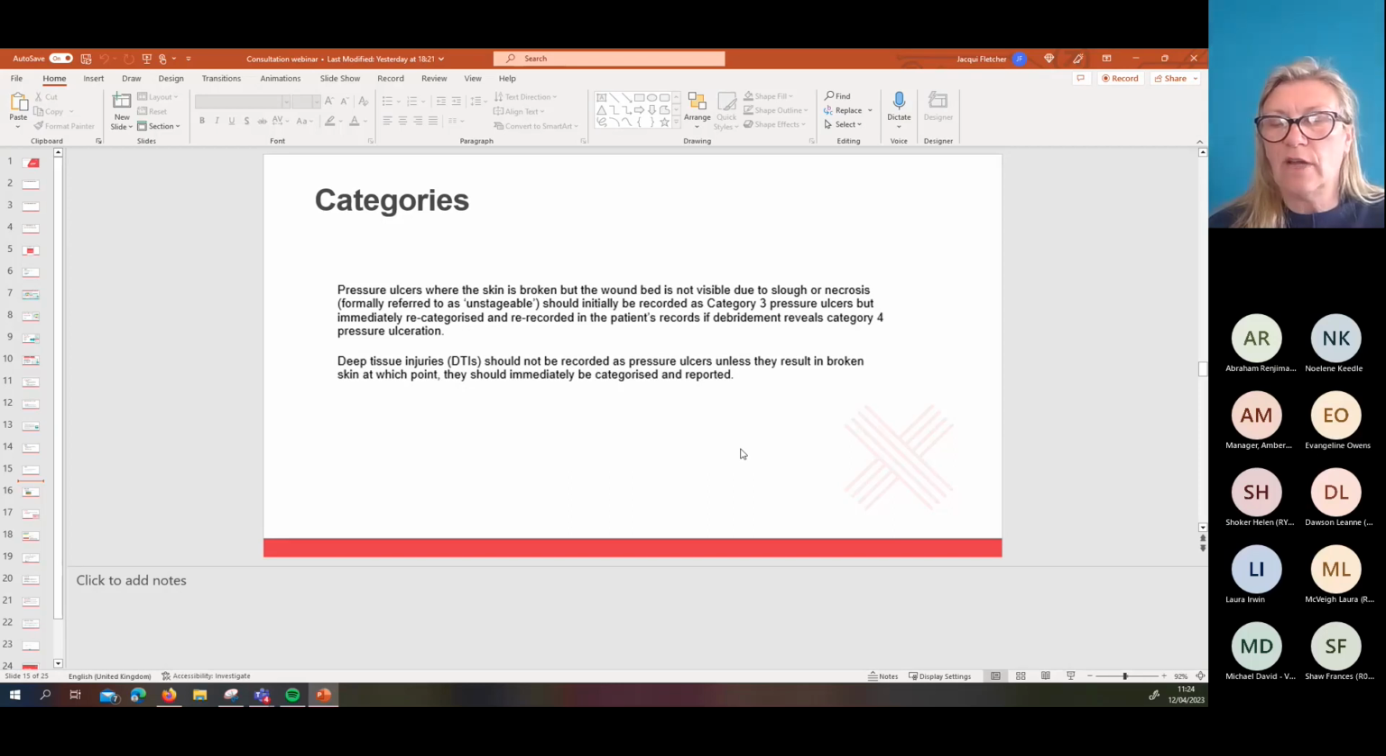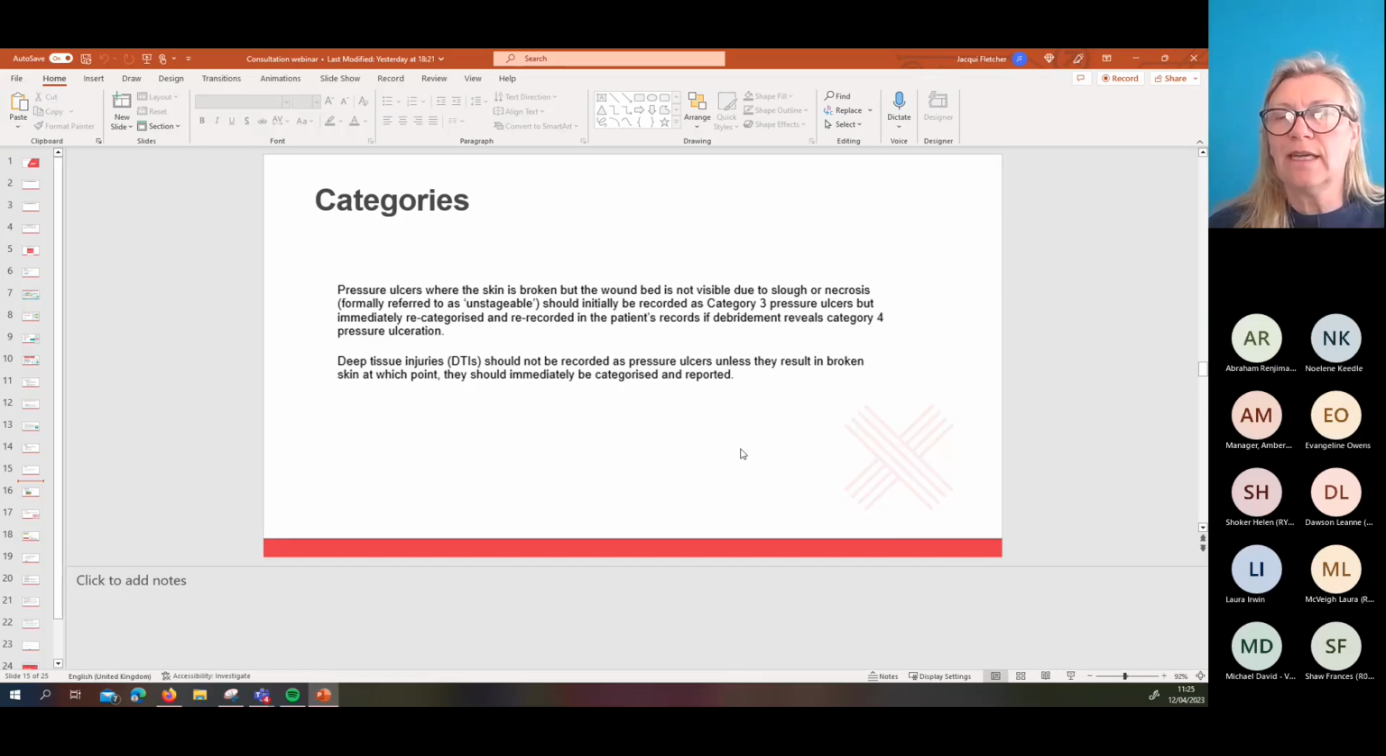In our previous categories, we also had a category called unstageable, and we had a category of deep tissue injury. What we found, and I'm sure what many of you will see, is there is lots of debate about what unstageable is. So unstageable talks about where the wound bed is not visible due to slough or necrosis. That leads to a lot of interpretation about what slough is, how much slough is present. Can you guesstimate the depth of the wound, even if there is still slough there?